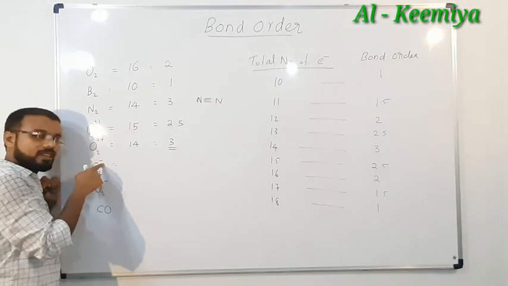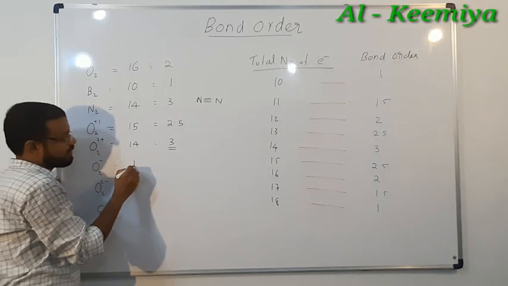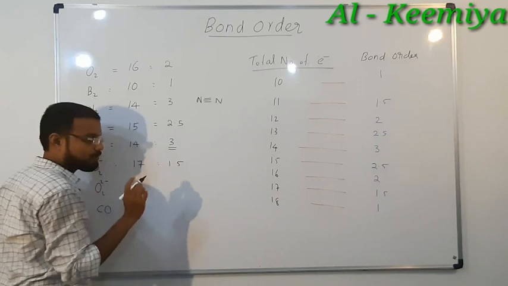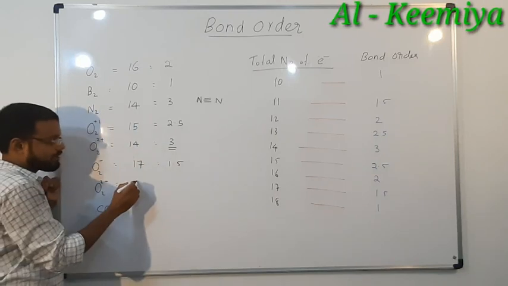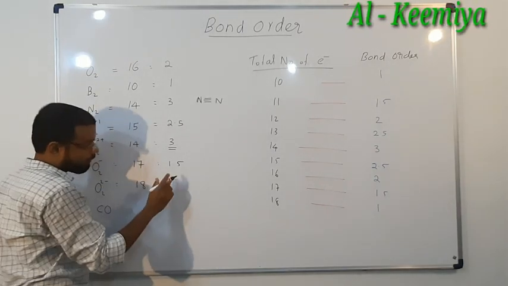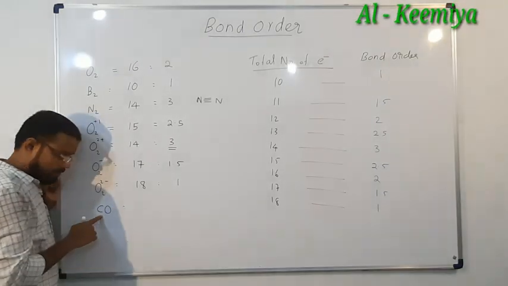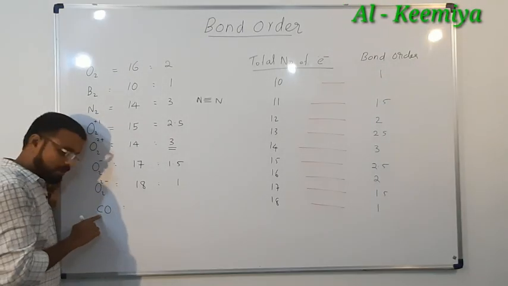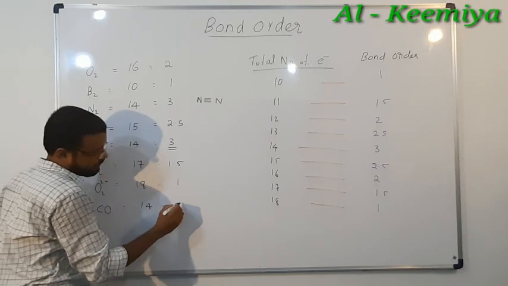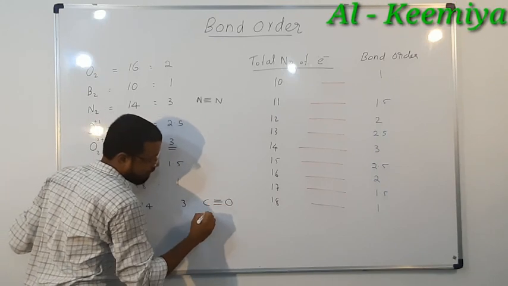Now O2 minus, O2 has 16, and minus means one more electron is in excess. So it will be 17. 17 gives 1.5, that is partial double bond. O2 2 minus, it will be 18. Then bond order will be 1, that is single bond. Now in case of carbon monoxide, carbon atomic number is 6 and oxygen 8. 8 plus 6 is 14. With 14, it will be 3. We know that in carbon monoxide, carbon oxygen has a triple bond.